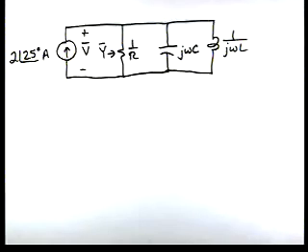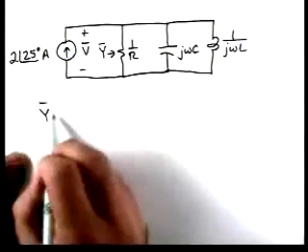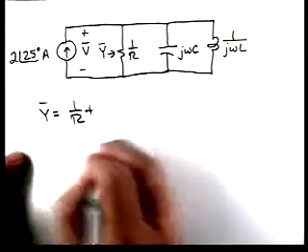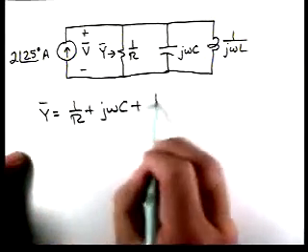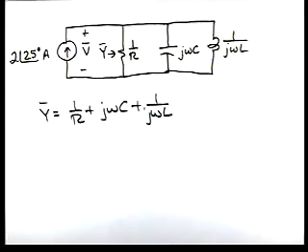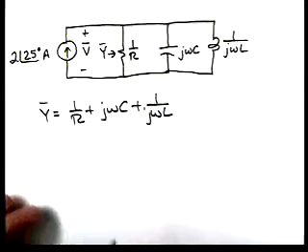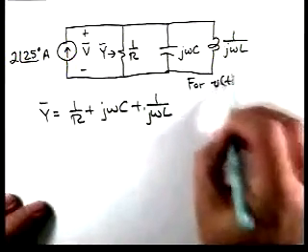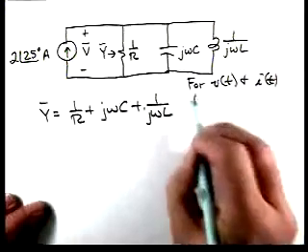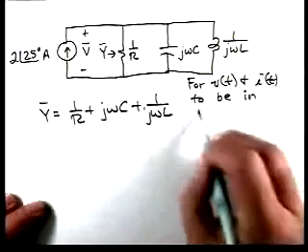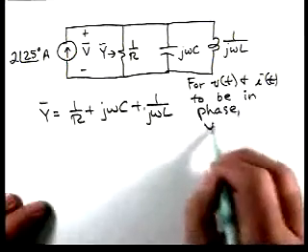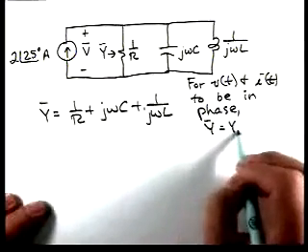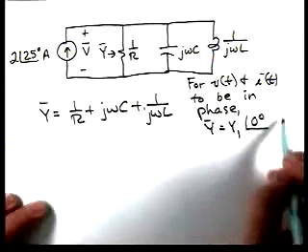Now let's calculate the equivalent admittance. So Y will be 1 over R plus j omega C plus 1 over j omega L. Now, if v(t) and i(t) are to be in phase, then Y would have to be some magnitude, we'll call it Y1, at an angle of 0 degrees.